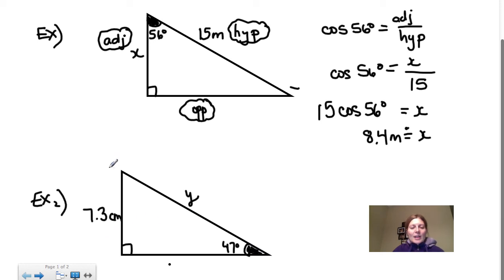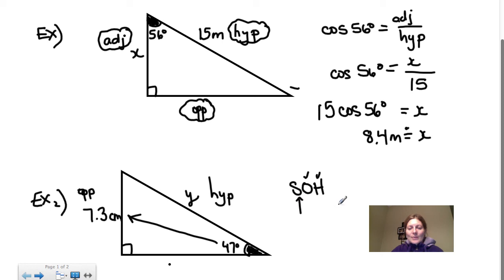Okay, so now, based on this information, I have to label my triangle again and decide which sides I'm considering. My longest side, again, is my hypotenuse. This side over here is not attached to the angle 47 degrees. Because it's not attached, I have to go across the triangle to get it, so this is my opposite side. Now I have to look at SOHCAHTOA and decide which one, the SO, the CAH, or the TOA part, deals with an opposite and a hypotenuse. And you can see that it's the SO part, that's got the opposite and the hypotenuse. So it's telling me to use the sine function.